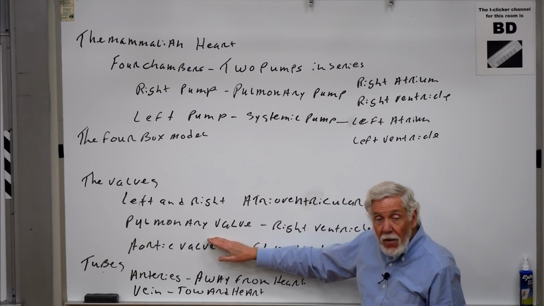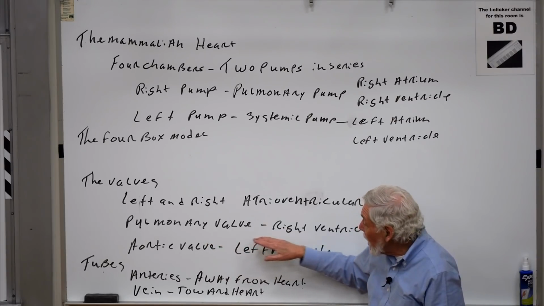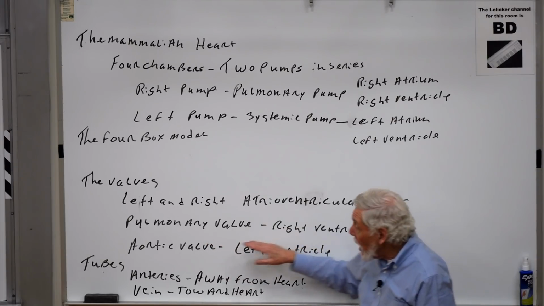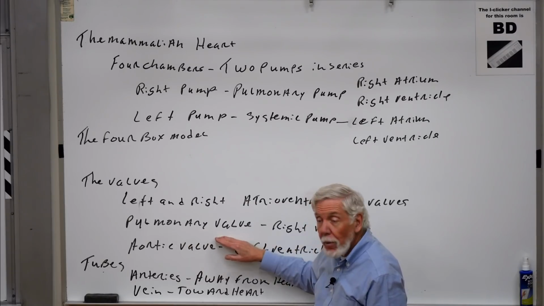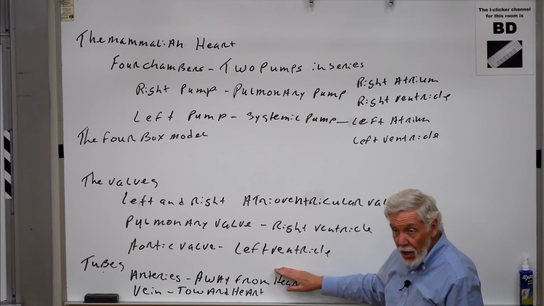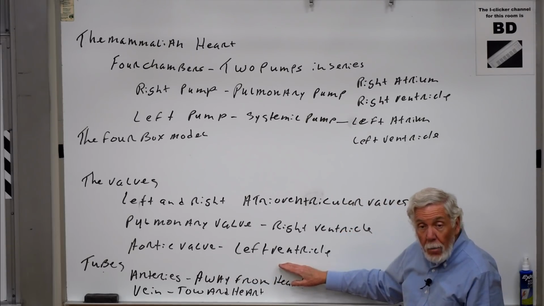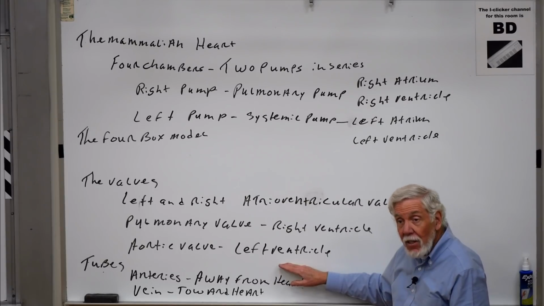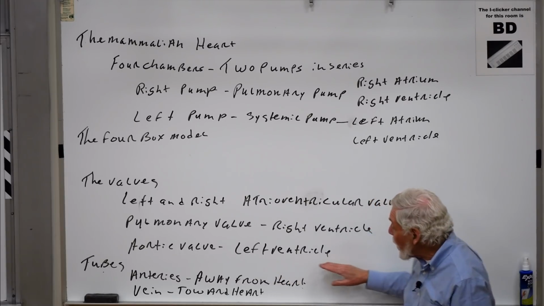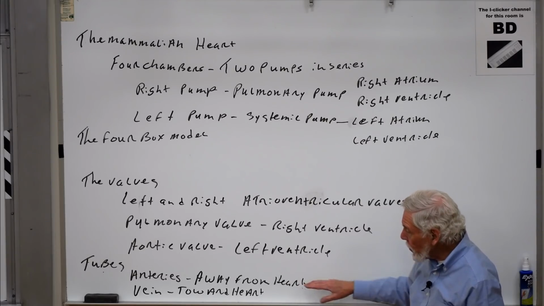The pulmonary valve functions as a door between the chamber on the right side and the tube called the pulmonary artery. Then there's an aortic valve on the left side. On the left side, the aortic valve serves as a door between the left ventricular chamber and the tube leading out of the left ventricular chamber called the aorta.